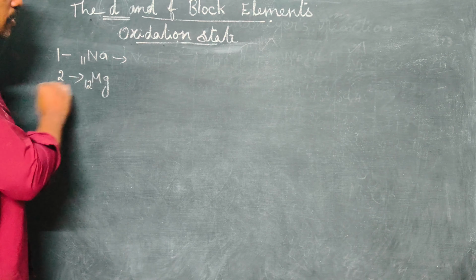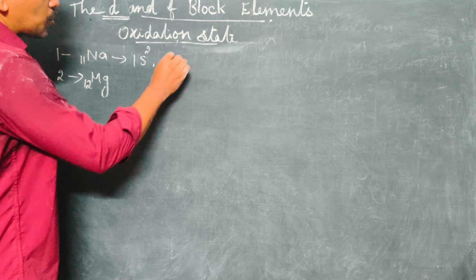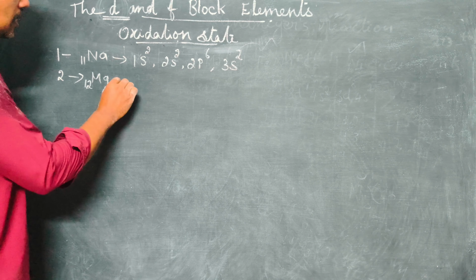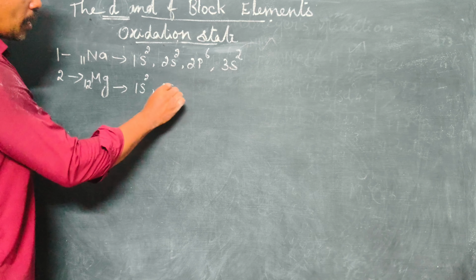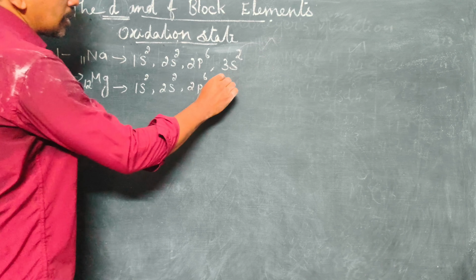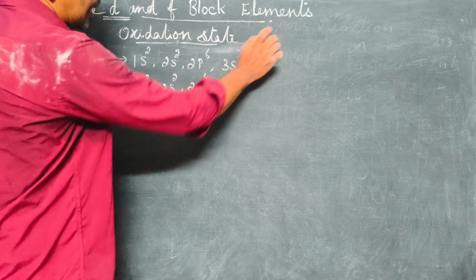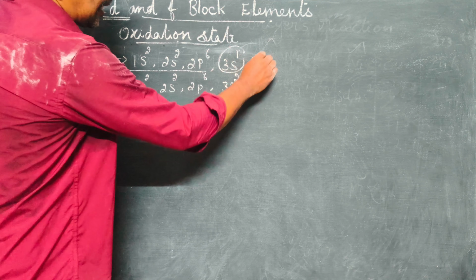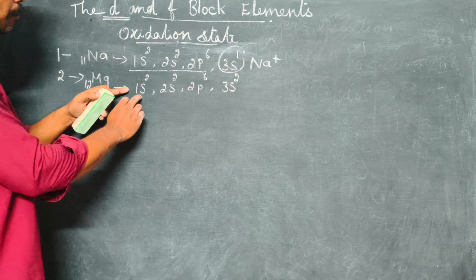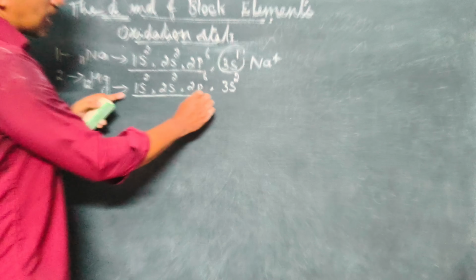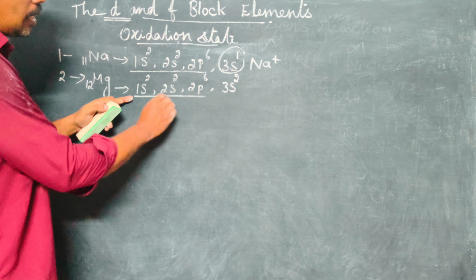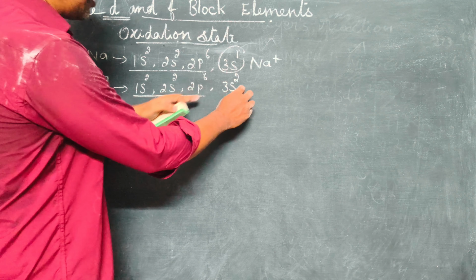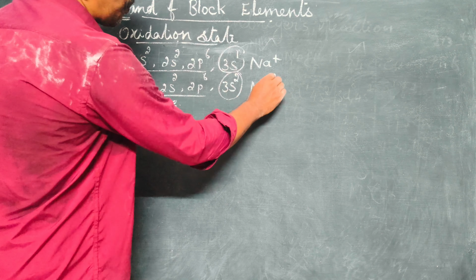For sodium, the electronic configuration is 1s2, 2s2, 2p6, 3s1. Sorry, here it is 3s1. It loses one electron from its valence shell and becomes Na+. Likewise, magnesium, with 1s2, 2s2, 2p6, 3s2, attains the noble gas electronic configuration of neon by releasing the 2 electrons from the 3s2 orbital to become Mg2+.